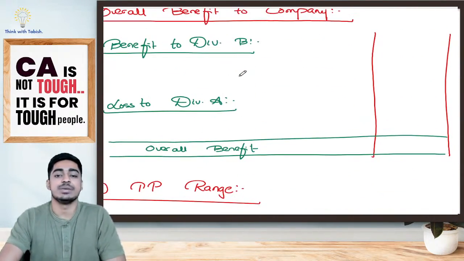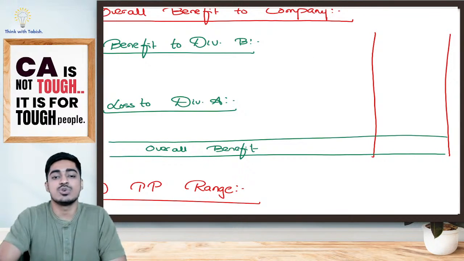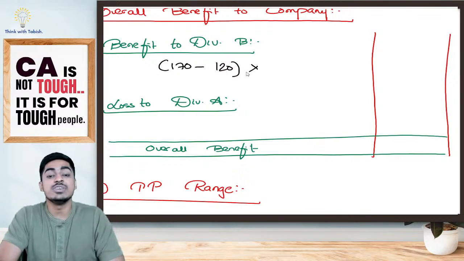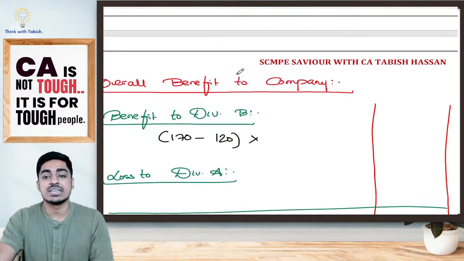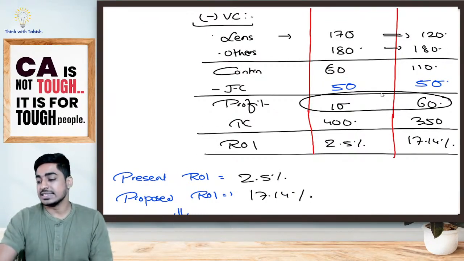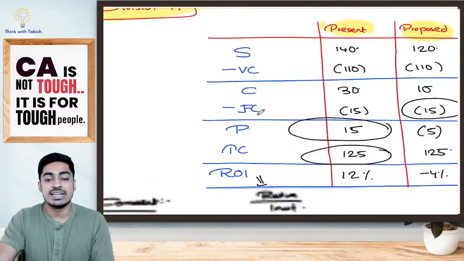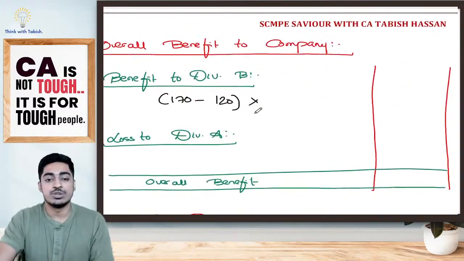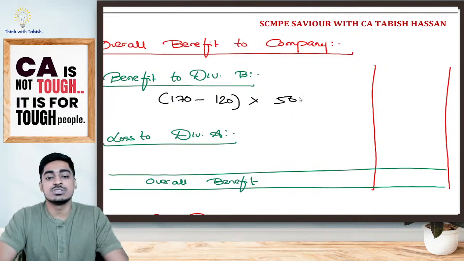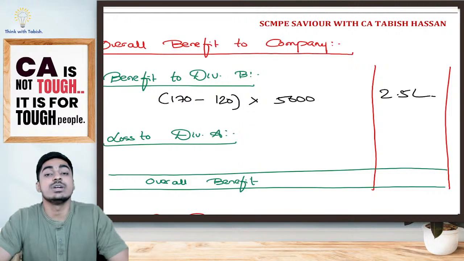Now, division B, how much benefit it is earning. See, previously division B was buying at 170 rupees. Now it is getting at 120 rupees. So division B is earning 50 rupees extra. Like this, how many lenses are we transferring, students? 5,000 lenses we are transferring. So 50 rupees per lens into 5,000 lenses. Yes, 2.5 lakh is the benefit for division B.